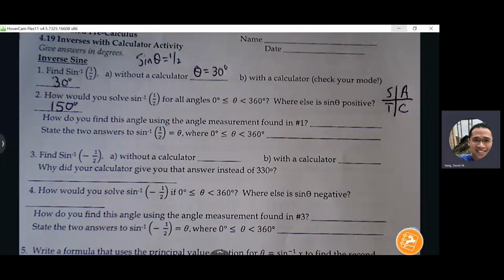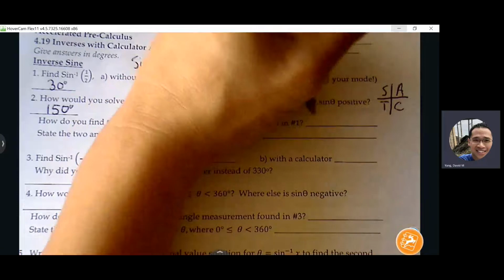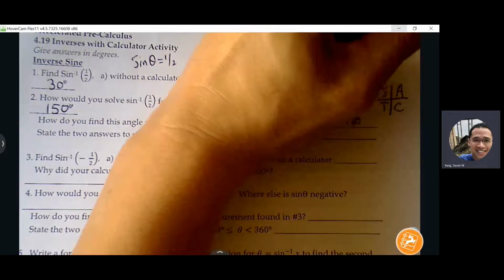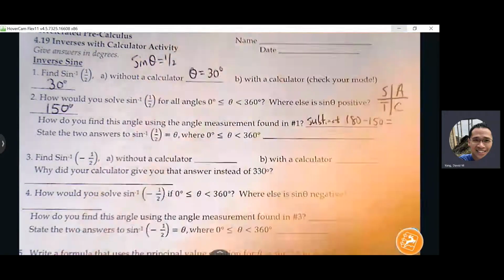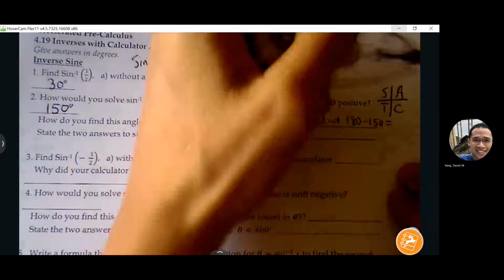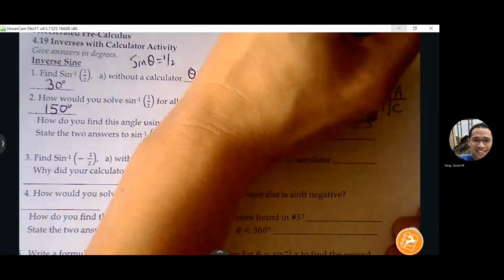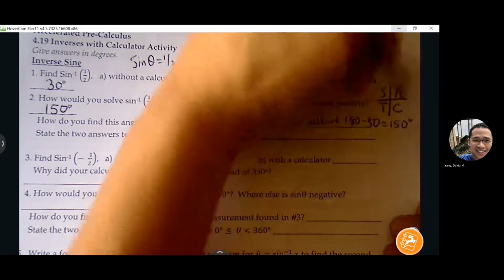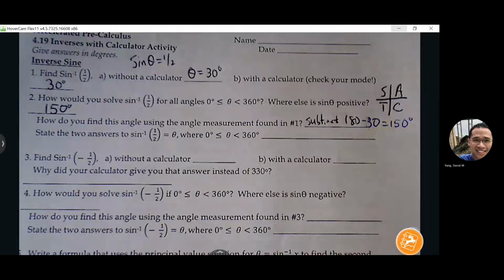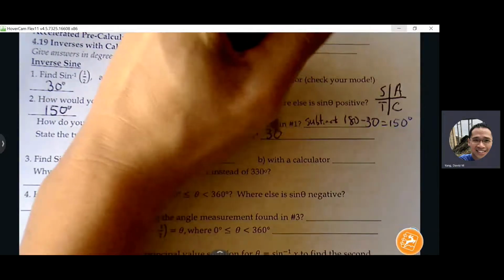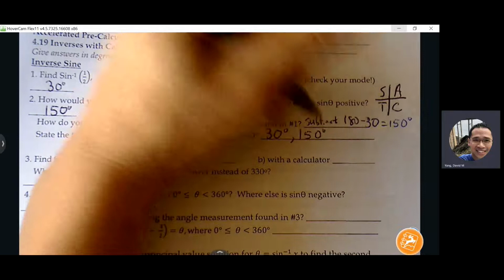Okay. How do you find this angle using angle measurement found in number 1? We just look for reference angle, subtract 180 minus 150. Sorry, 180 minus 30, which is 150. Let's take the two answers where inverse sine of 1/2 equals theta. Okay, we're just renaming what we've already found.